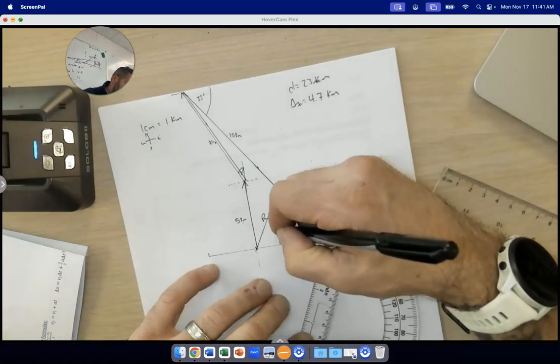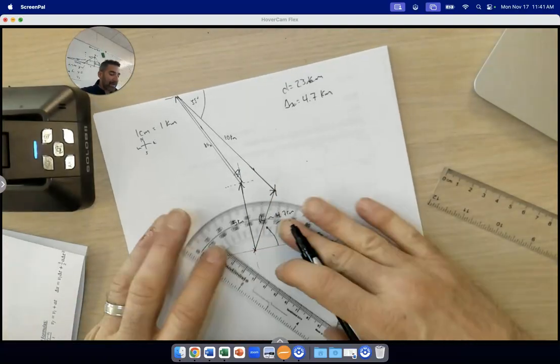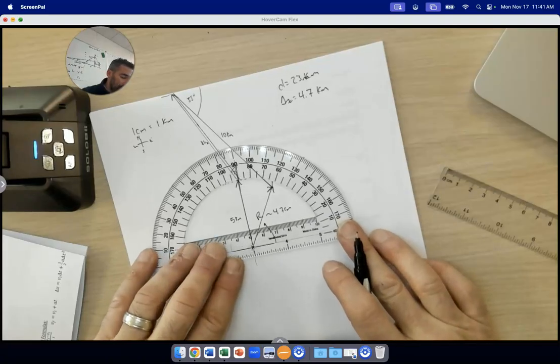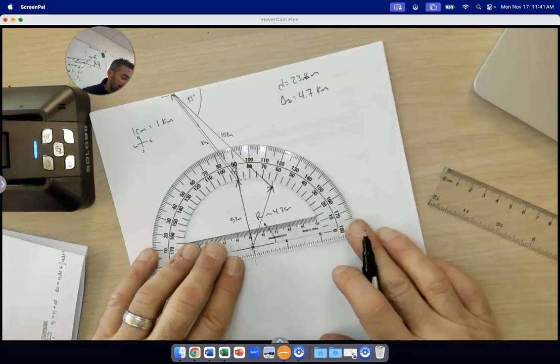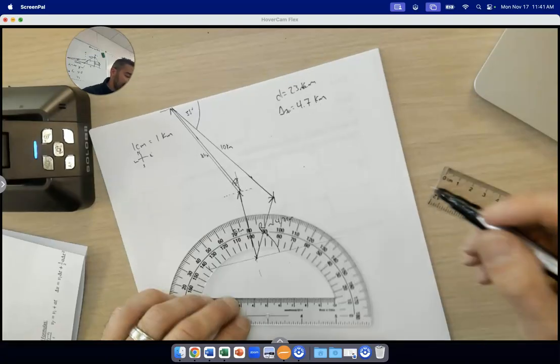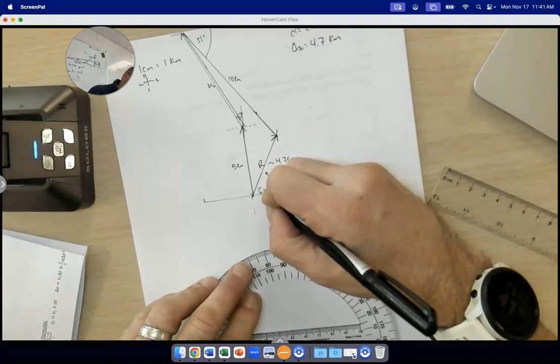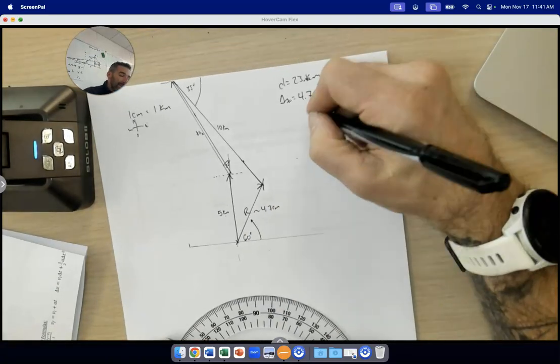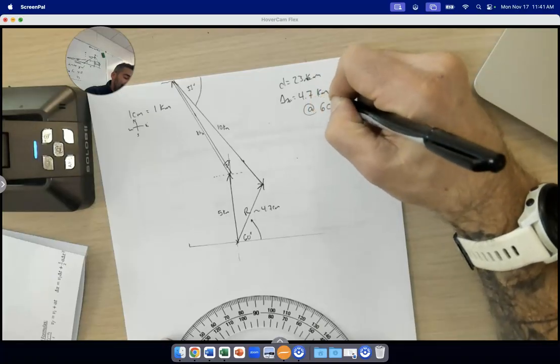So this right here is about 60. If I wanted to do it this way, I can show you again. Oh, it is definitely a little past the 60. It is like 60 or 61 degrees. I'm just going to say 60 degrees. So it's at 60 degrees.